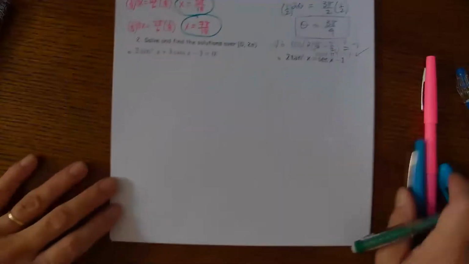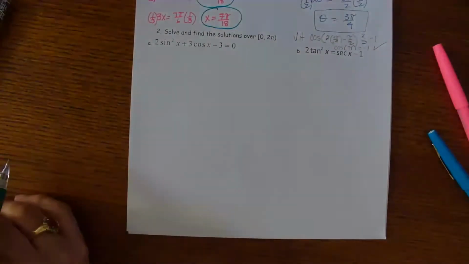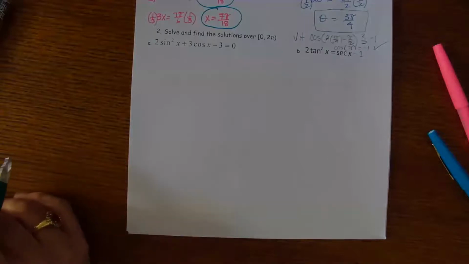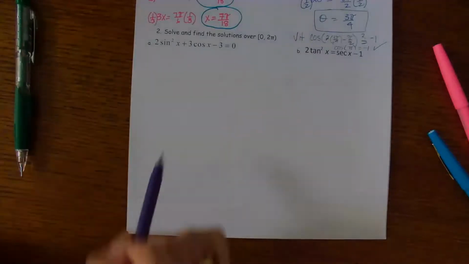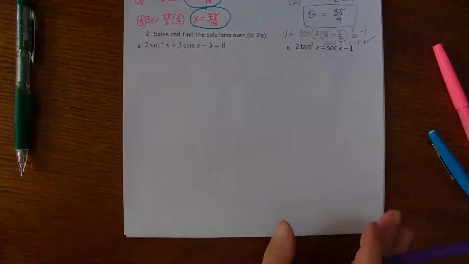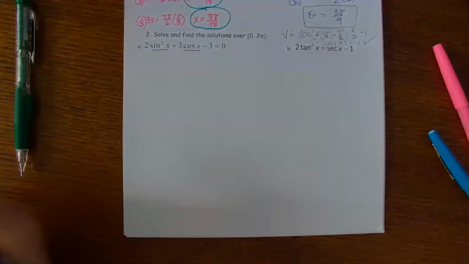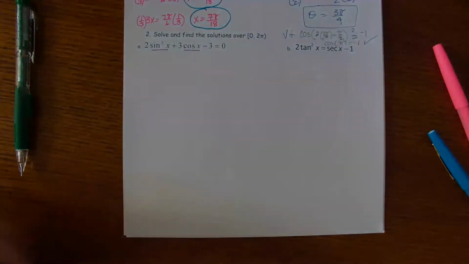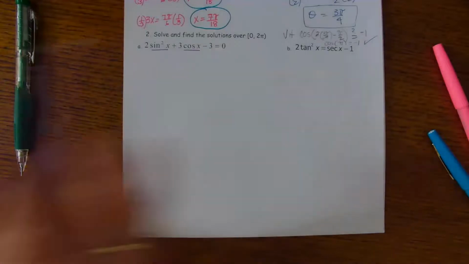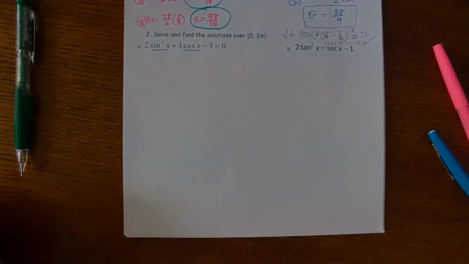Okay. These are just a couple of reviews from yesterday, a little bit beefed up. What's wrong with A? Well, I've got sine and I've got cosine, and I can't do that. I have to fix it. If I've got a quadratic, a linear, and a constant, I need the same word.